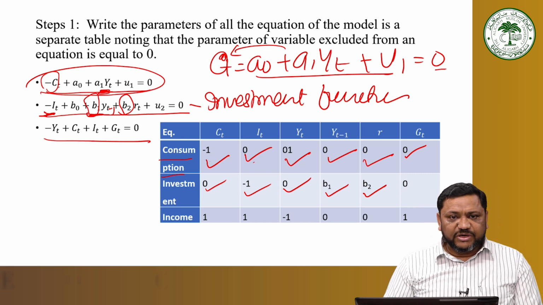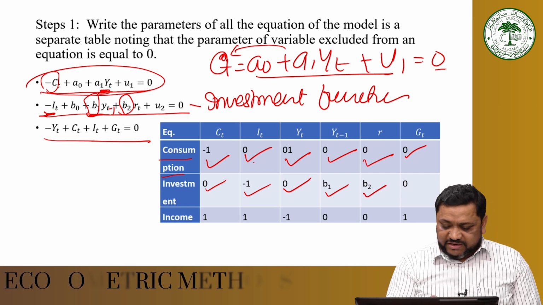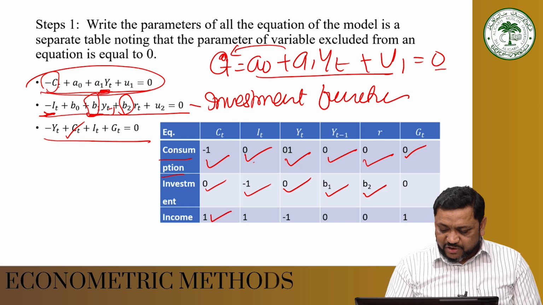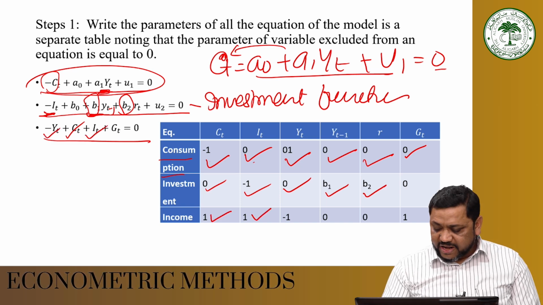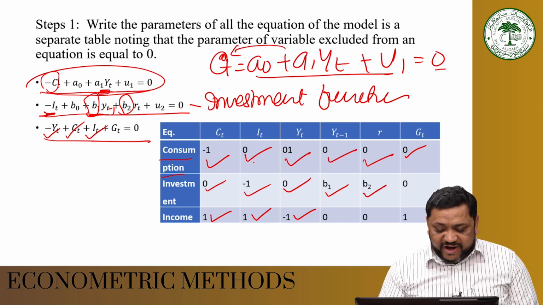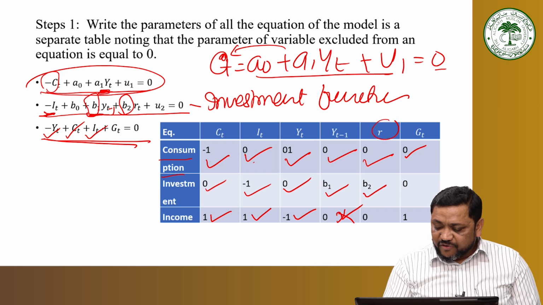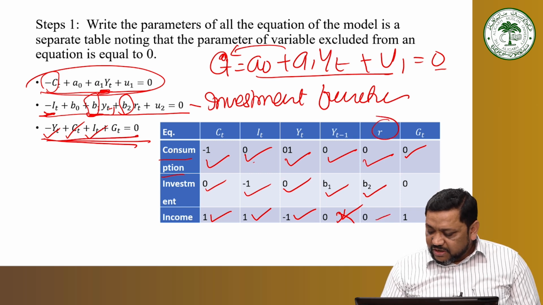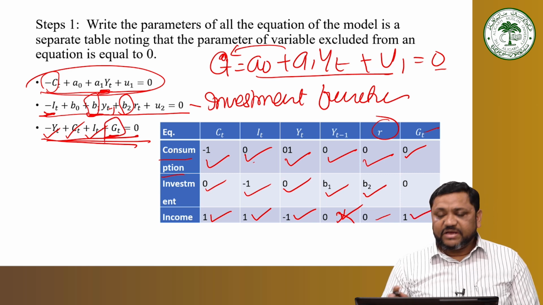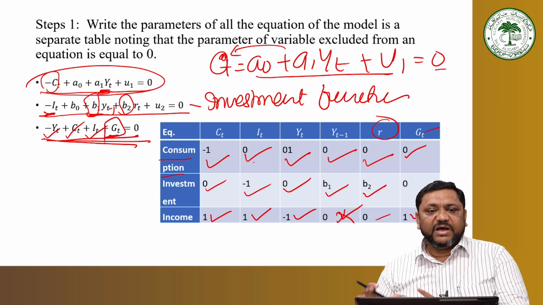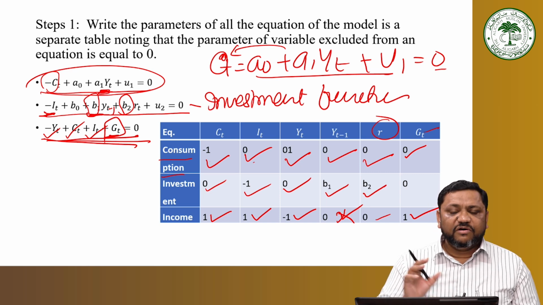Then we take the last equation. Is C_t there? Yes, C_t is there, so I write 1. I_t, yes, I_t is there, I take 1. Y_t, yes, Y_t is there, in minus format, so I write minus 1. Is Y_t minus 1 there? No, so we write 0. Is R over there? No. Is G_t over there? Yes, G_t is also there, so we say 1. So this is how you make a table of the coefficients, and this is your first step.